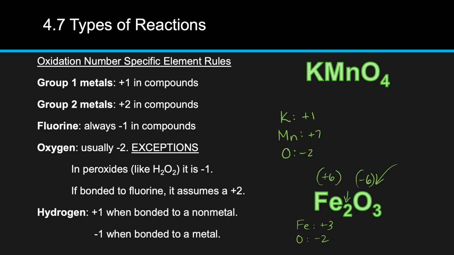Oxygen would be -2. And I just want to verify that you understand that you are not writing +6 and -6 here. You're doing the individual oxidation number for each atom, so each iron atom and each oxygen atom.